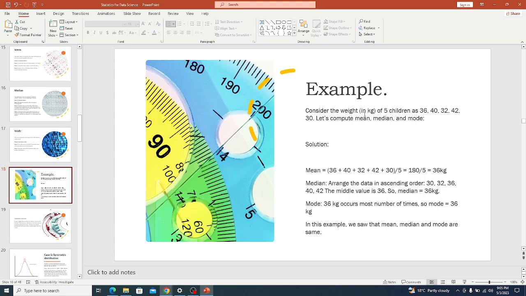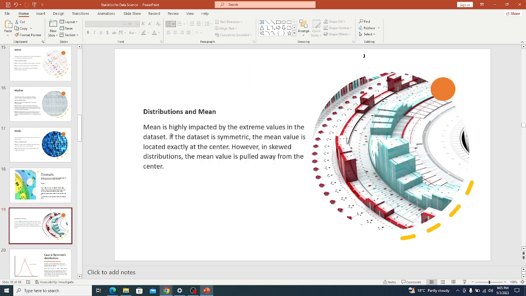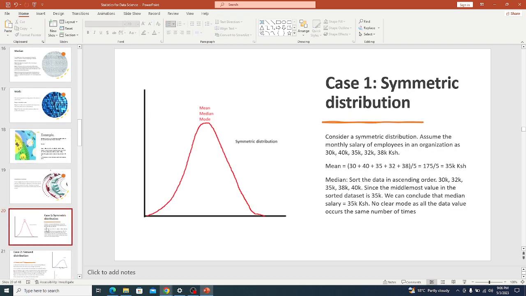Then we have some examples here. I won't do the examples because they are the same thing. Then we have some disadvantages of what? Disadvantages of mean. That is, mean is highly affected by extreme values in the data set. Yes. So then after that, of course, will come now.